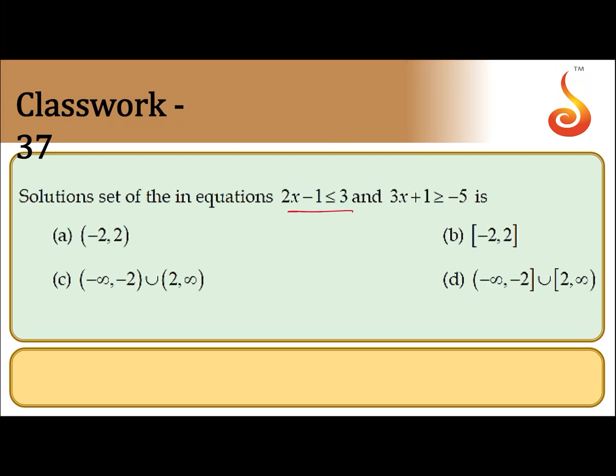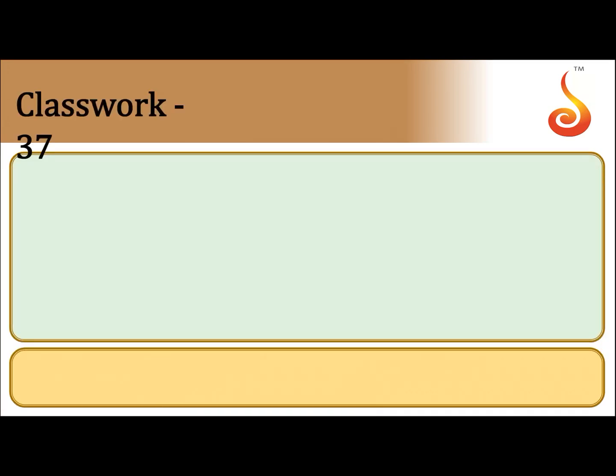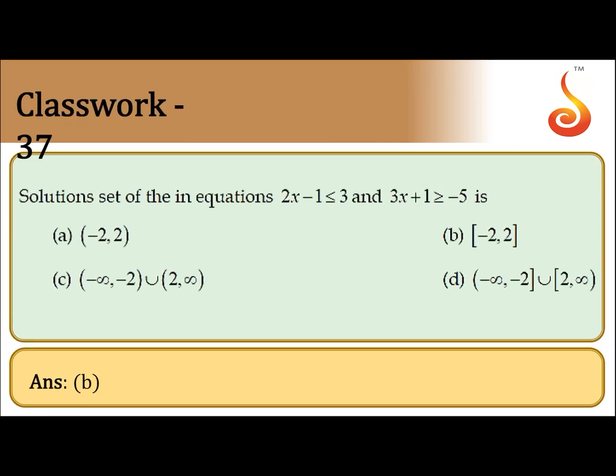Correct. Let me take up here 2x minus 1 less than or equal to 3, and 3x plus 1 greater than or equal to minus 5. So 2x is less than or equal to 4, x is less than or equal to 2, and 3x is greater than or equal to minus 6, so x is greater than or equal to minus 2. Therefore x lies between minus 2 and plus 2. So the answer is B, minus 2 to plus 2.